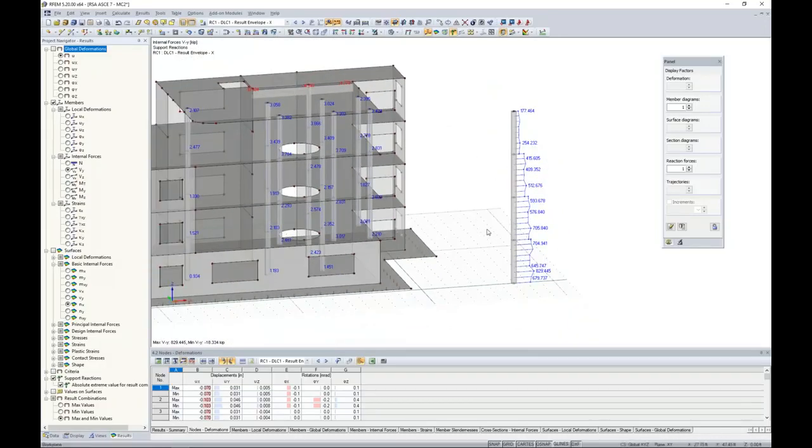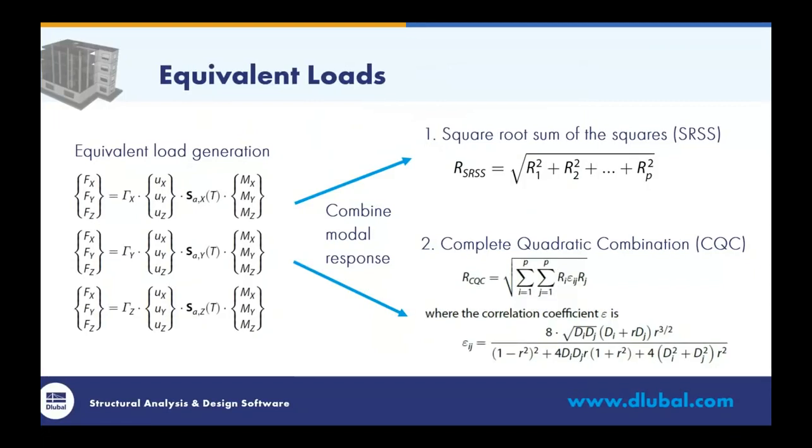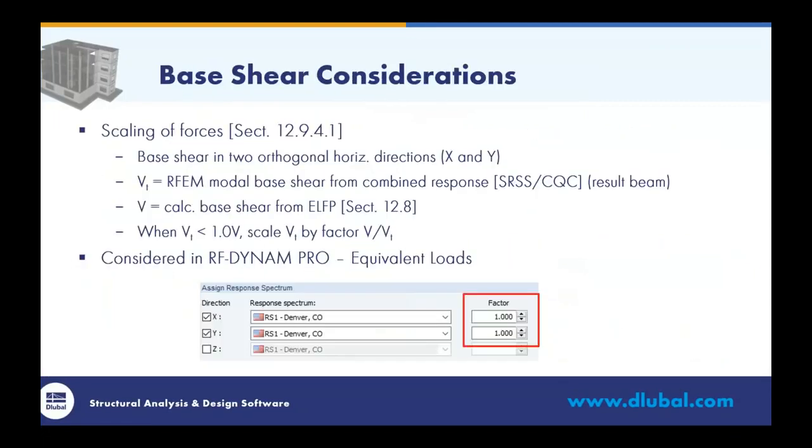So with this information, I want to go back to the PowerPoint here to discuss base shear considerations. Section 12.9.4.1 of the standard addresses scaling of our forces. And the code tells us that we need to determine the base shear in two orthogonal horizontal directions. And with our case today, that's X and Y. From here, the code has the variable V sub t. And V sub t is the RFEM's modal base shear from the combined response, again, according to the CQC rule, from the result beam.